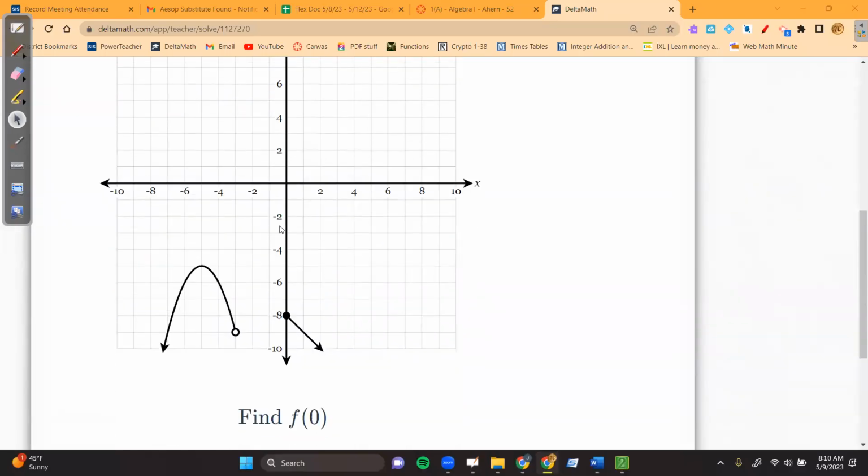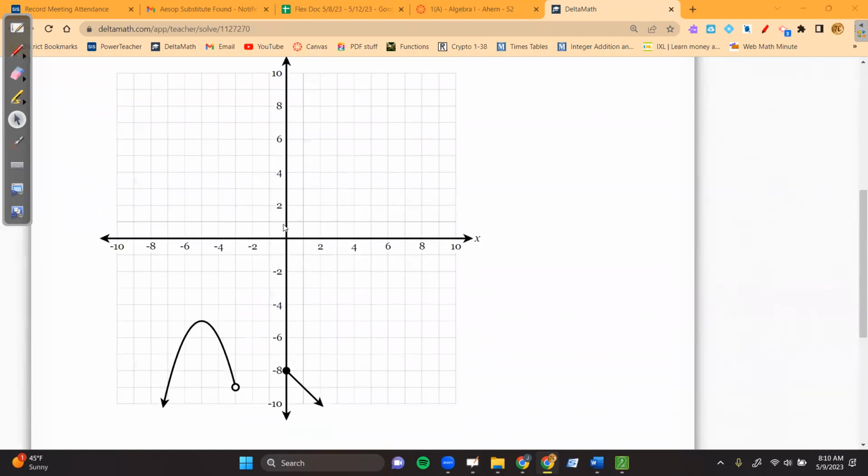I just found this one. You're going to get to one of these, and I forgot to ask. What would you guys say if I asked you on this graph for f of -1?